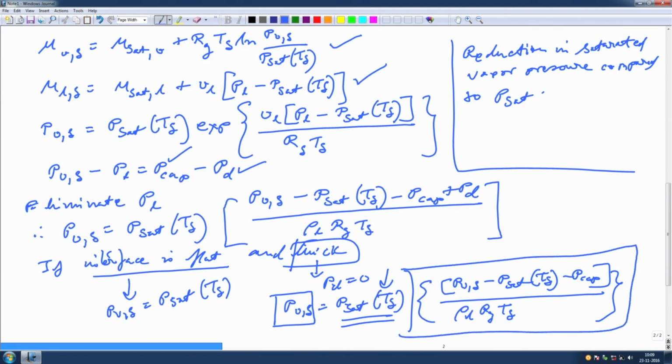So, what does the curvature do? If there is a disjoining pressure and a capillary pressure, there is a definite reduction of the saturation pressure near the interface.